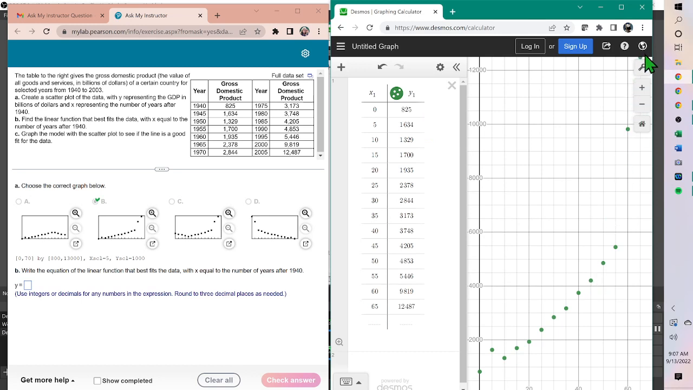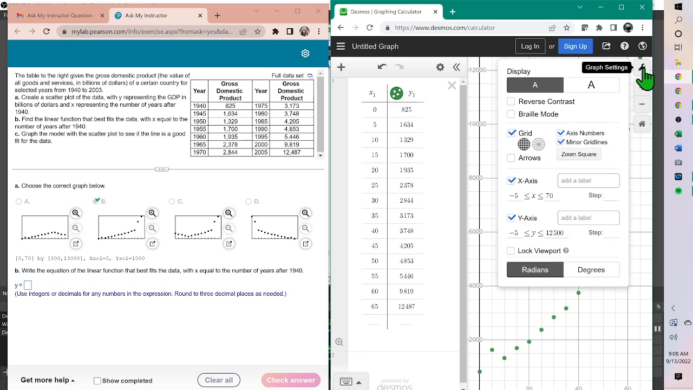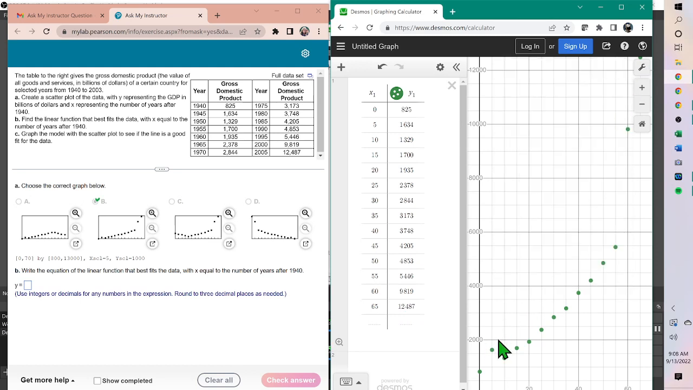I changed my window. To change a window, you can hit the wrench. And I made my X's negative 5 to 70 and my Y's negative 5 to 12,500. I went with 70 because this went to 65. I went to 12,500 because this went to 12,487. And so I got this graph, which is B.